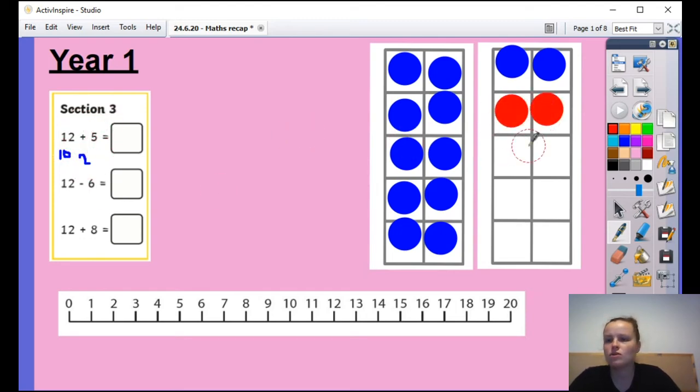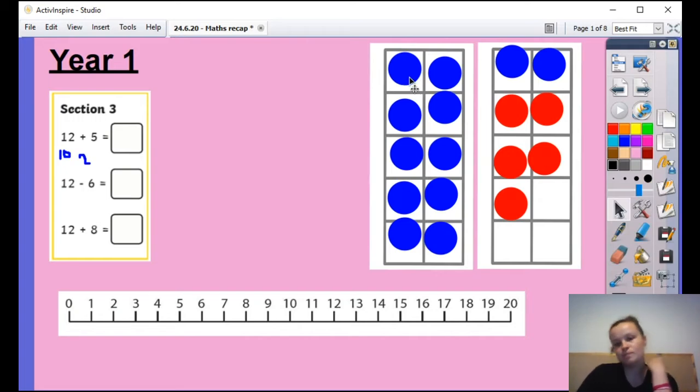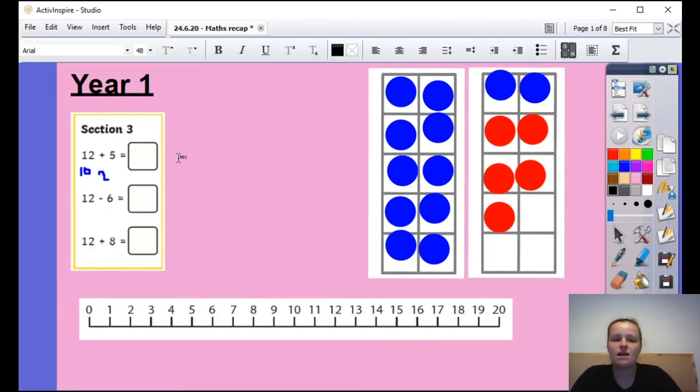So 1, 2, 3, 4, 5. Okay, so now I need to count what the total amount is. So let's count together. So 1, 2, 3, 4, 5, 6, 7, 8, 9, 10, 11, 12, 13, 14, 15, 16, 17. So the answer is 17.